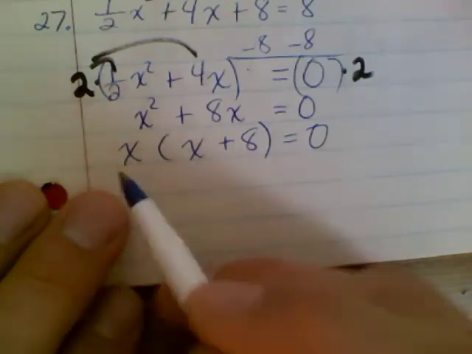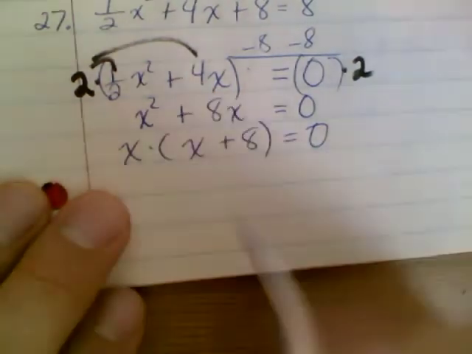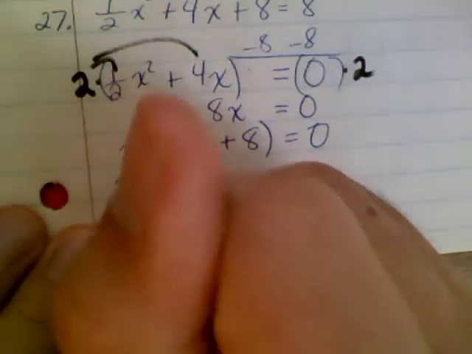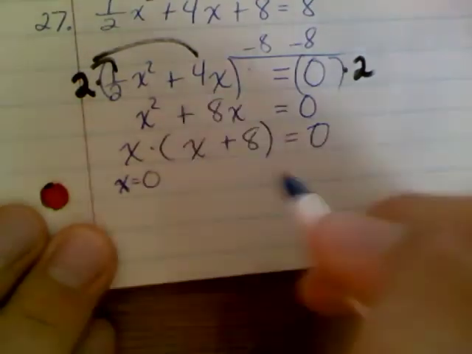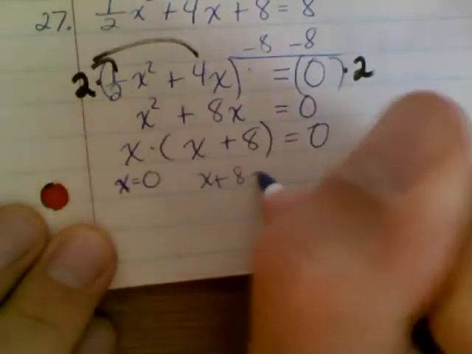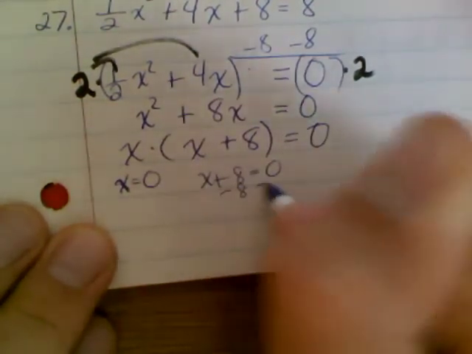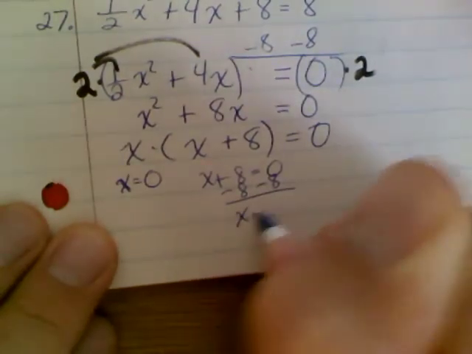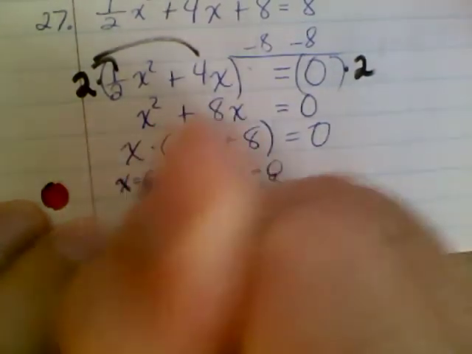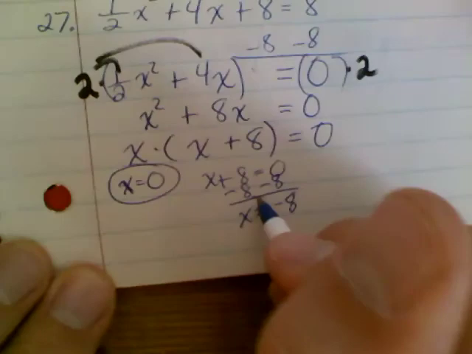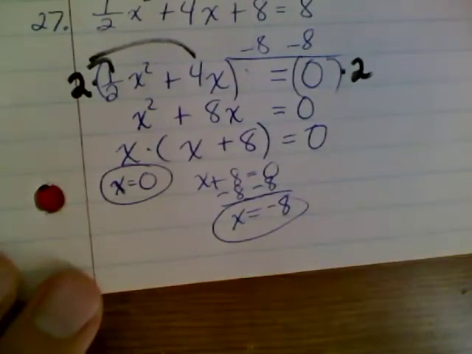But in any case, here's what I'm going to write for this one. You're going to see that this is a product, so you can use the zero product property. x equals 0 and x plus 8 equals 0. Subtract 8, x equals negative 8. So there you have it, 0 and negative 8.